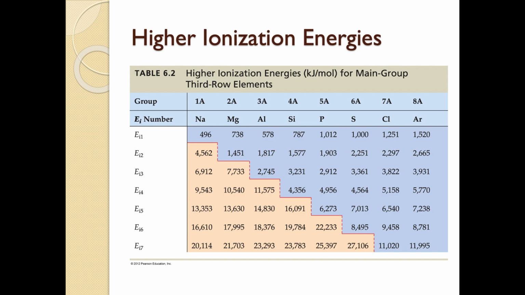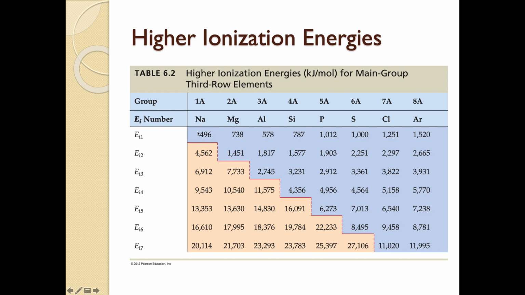So to demonstrate that, this is a chart that has successive ionization energies for a lot of different elements, again, in the third row of the periodic table. And what I want to highlight is, as you go down a column, and you'll see it with the stair-step region here, there's only one spot where there's a huge increase compared to everything else.